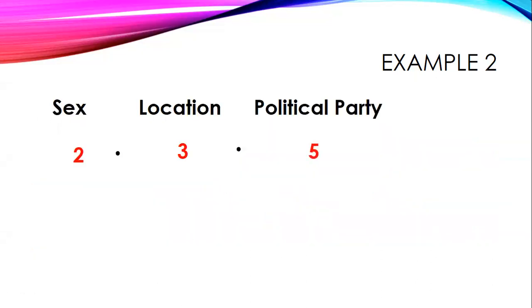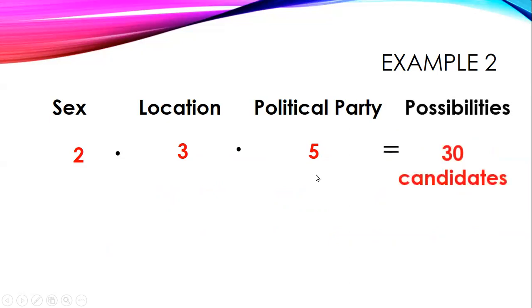Okay, so to get the possible candidates, we need to apply the fundamental principle of counting or the multiplication principle of counting. Now we need to multiply these numbers. 2 times 3 is 6. 6 times 5 is 30. So we have 30 possible candidates.